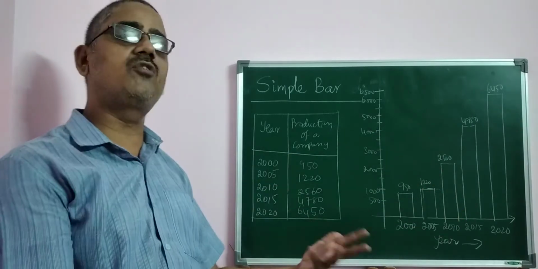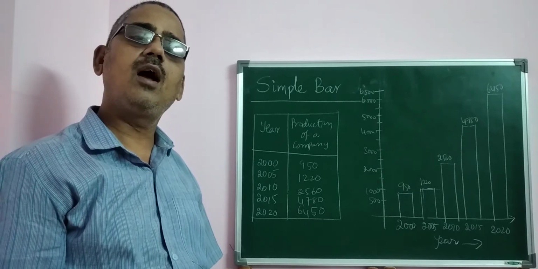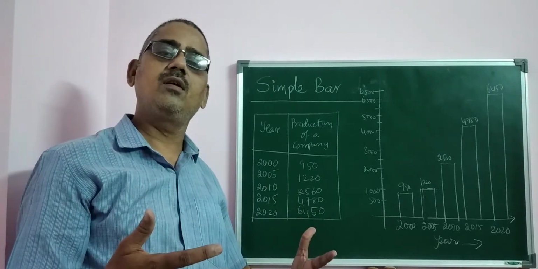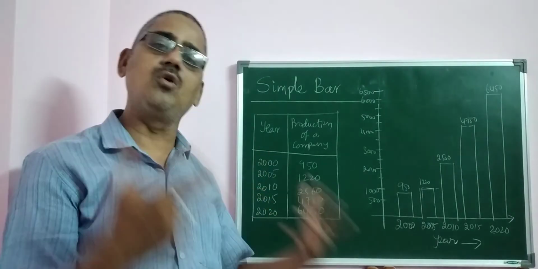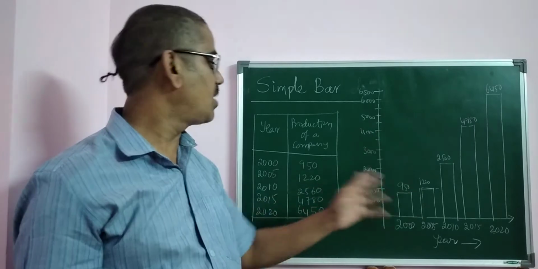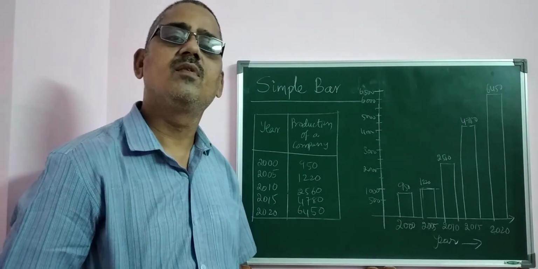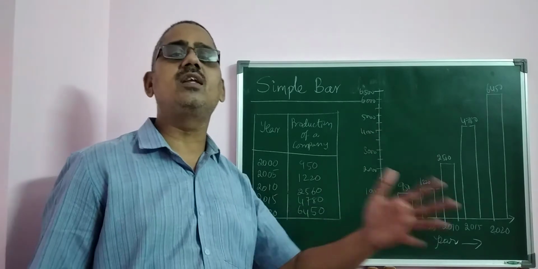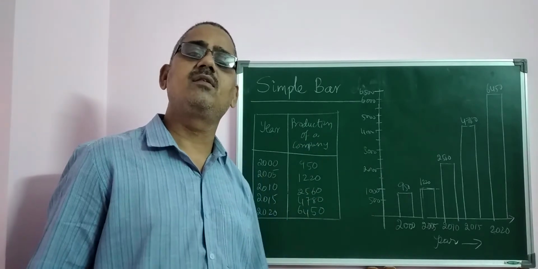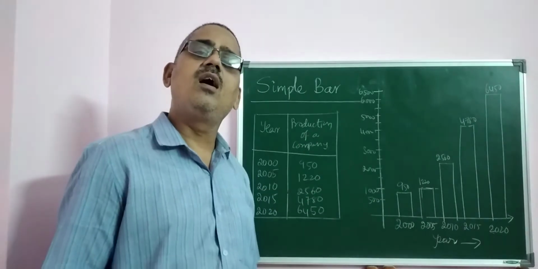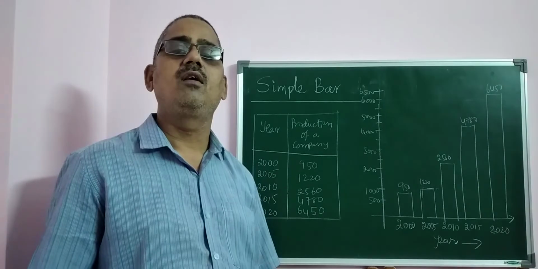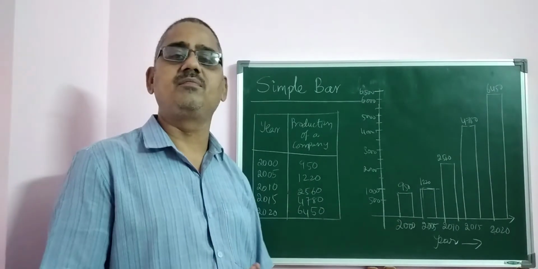observe in which year it is more, and we can also easily explain, and we can also give an easy conclusion that year by year the production is increasing. So the growth of the company can be easily seen. It can be easily explained. So that is one particular important conclusion, an important factor of representing the bar diagram.